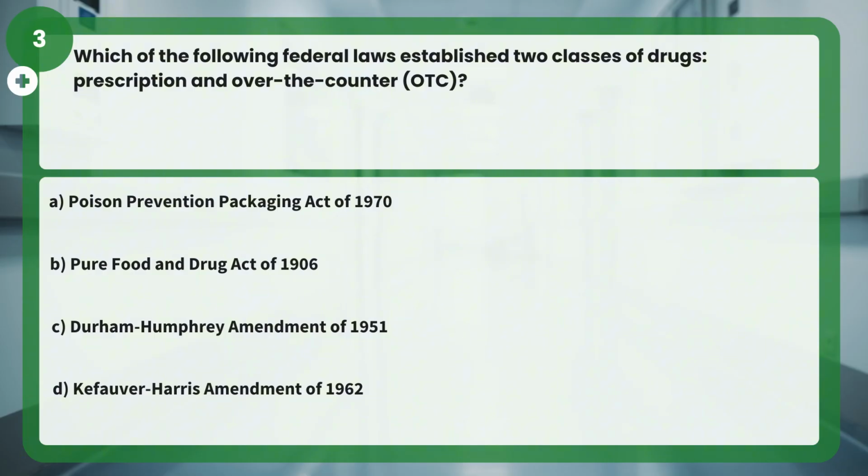Question 3. Which of the following federal laws establish 2 classes of drugs, prescription and over-the-counter, OTC? A. Poison Prevention Packaging Act of 1970. B. Pure Food and Drug Act of 1906. C. Durham-Humphrey Amendment of 1951. D. Kefauver-Harris Amendment of 1962.